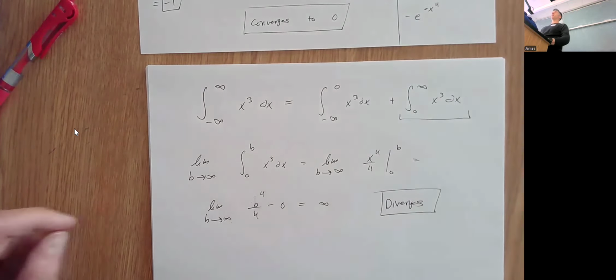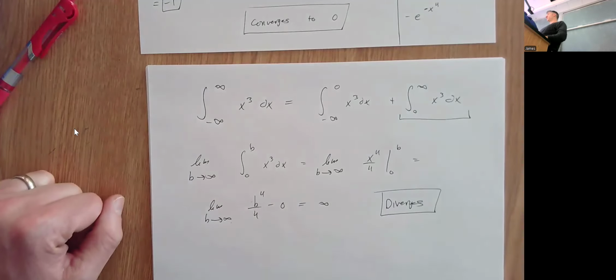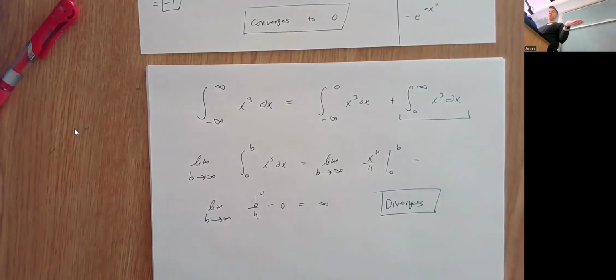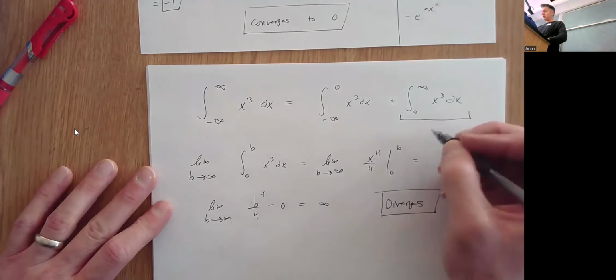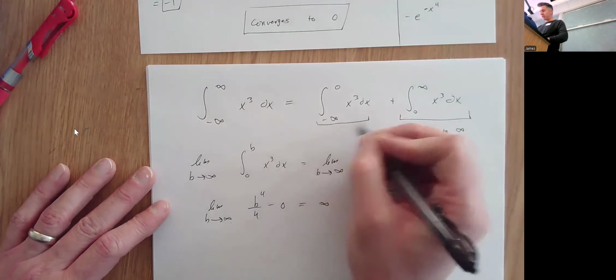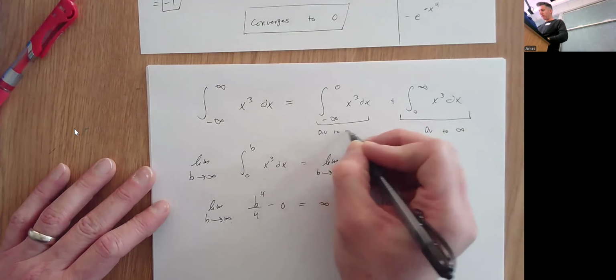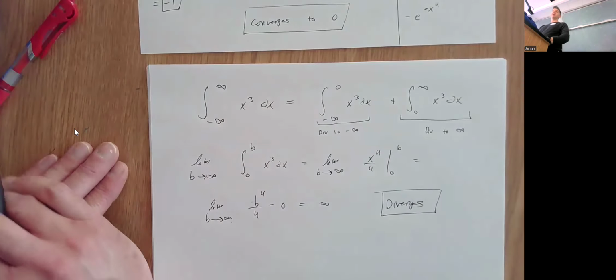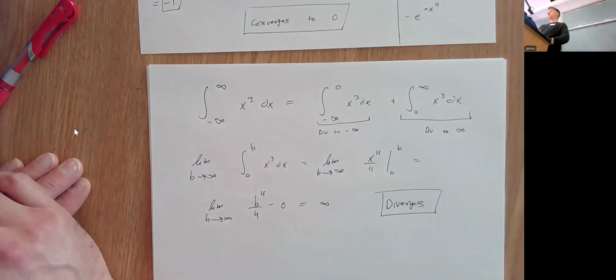I will also point out, I did not say it diverges to infinity or to negative infinity because we do not know. This piece diverges to infinity, and if you did the work, you could see that this piece diverges to negative infinity. So the only thing we can say for this entire integral is that it diverges, end of story.